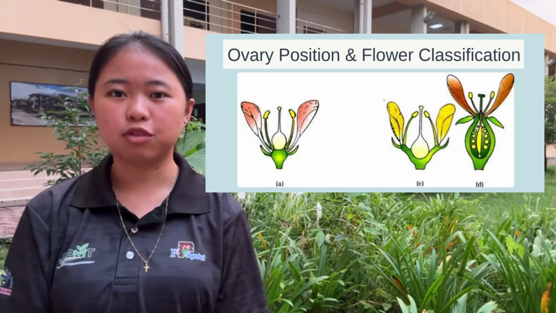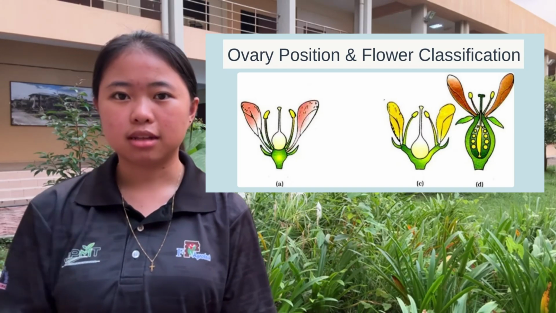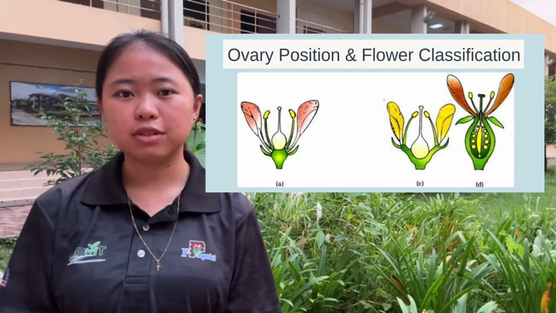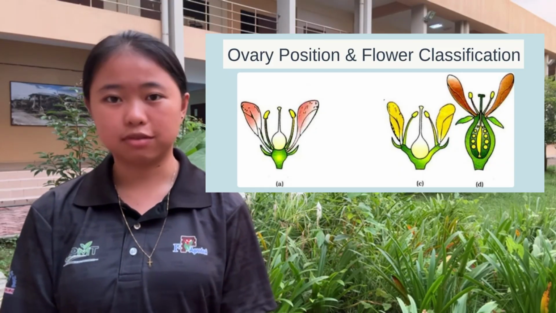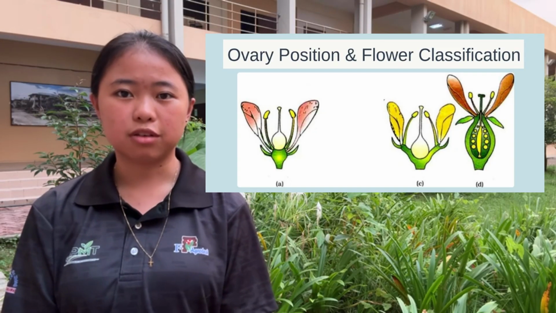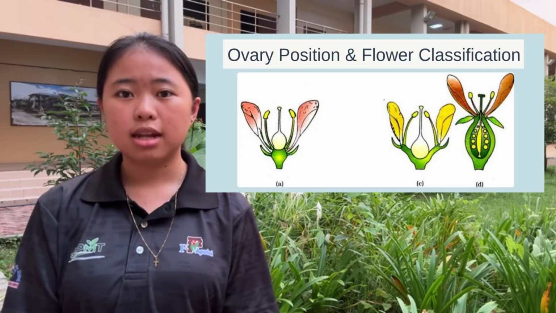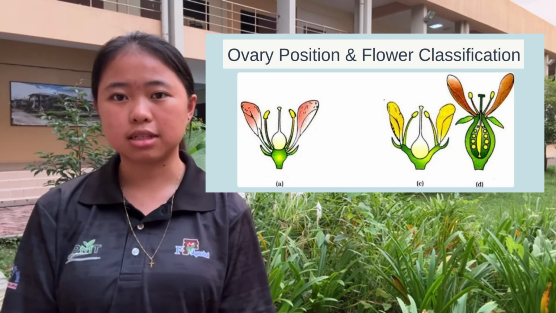To wrap up our structural analysis, we classify flowers by their ovary position relative to other floral parts. There are 3 main types. The first one is hypogynous. The floral parts attach below the ovary. This creates a superior ovary that sits on top, as seen in the hibiscus and mustard.